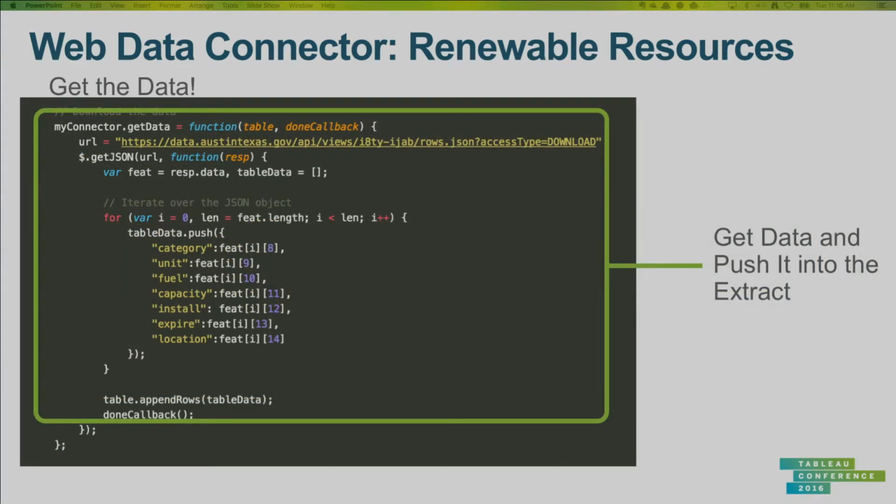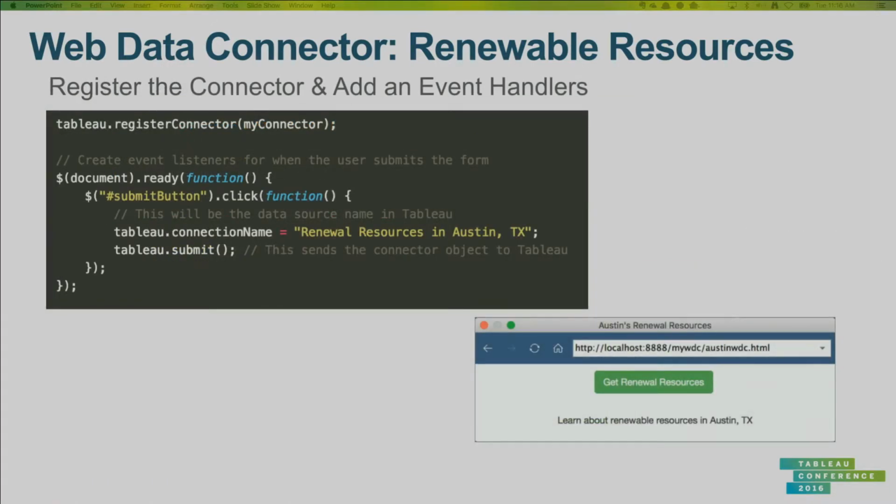Next, I'm just going to go to the URL itself, which is right here. I'm going to walk through all of that data, and I'm basically going to map it back to what I defined on the previous screen. I'm going to say, I have the category data, it's located here in that URL, push it there and push it into an extract. And last but not least, I have to tell Tableau when to get this process started. So I put a button over here that says Get Renewable Resources. And I just say, register the connector, and when I hit this button, kick this process off.